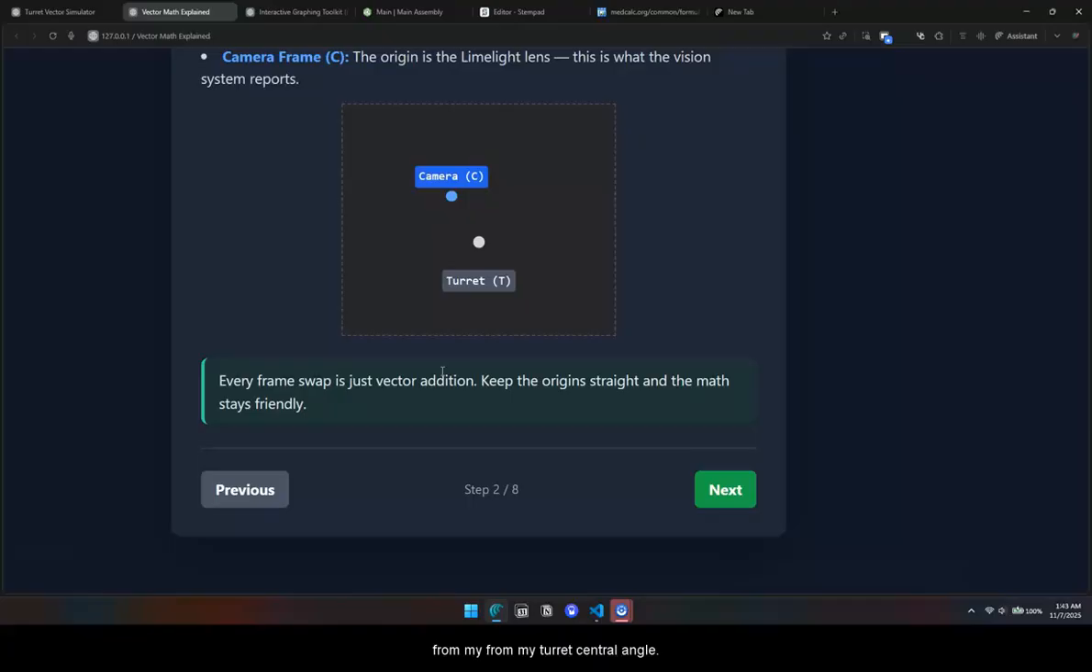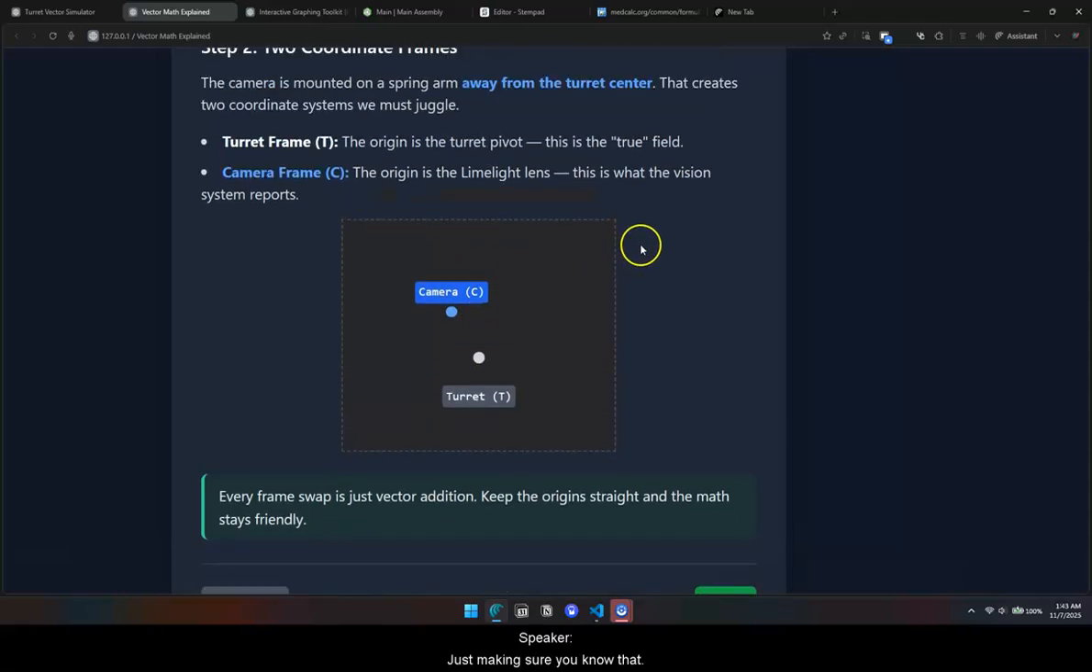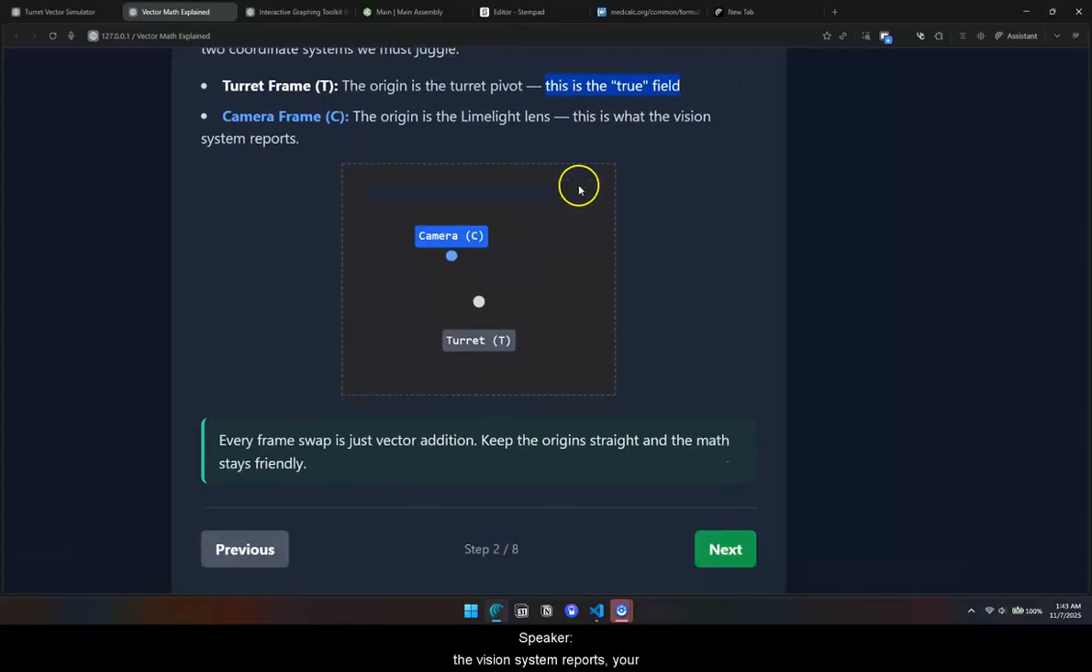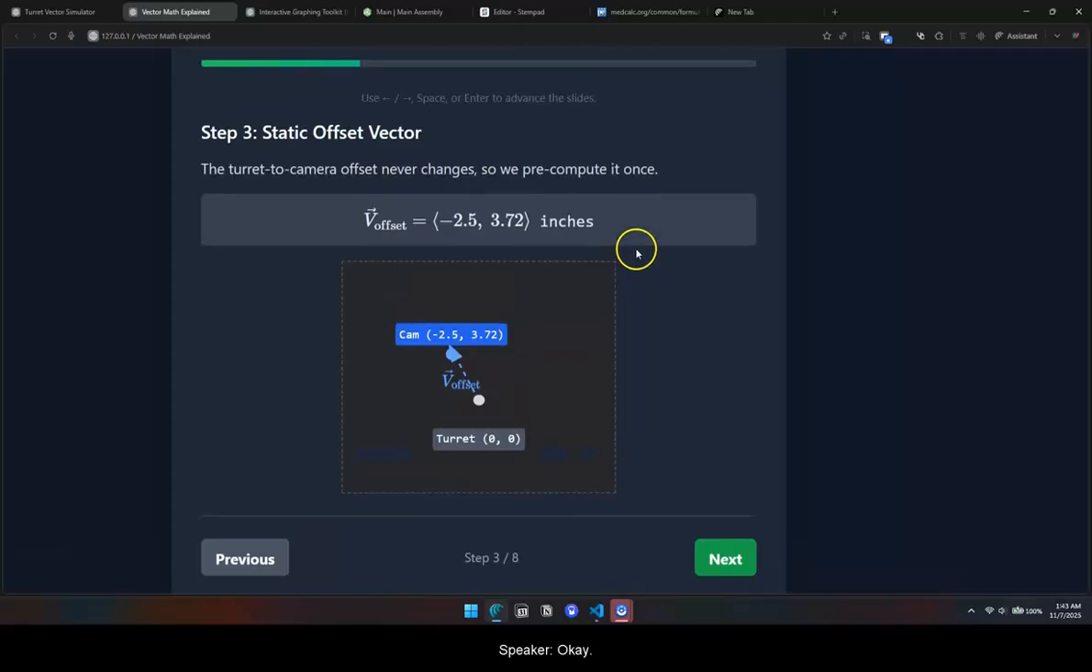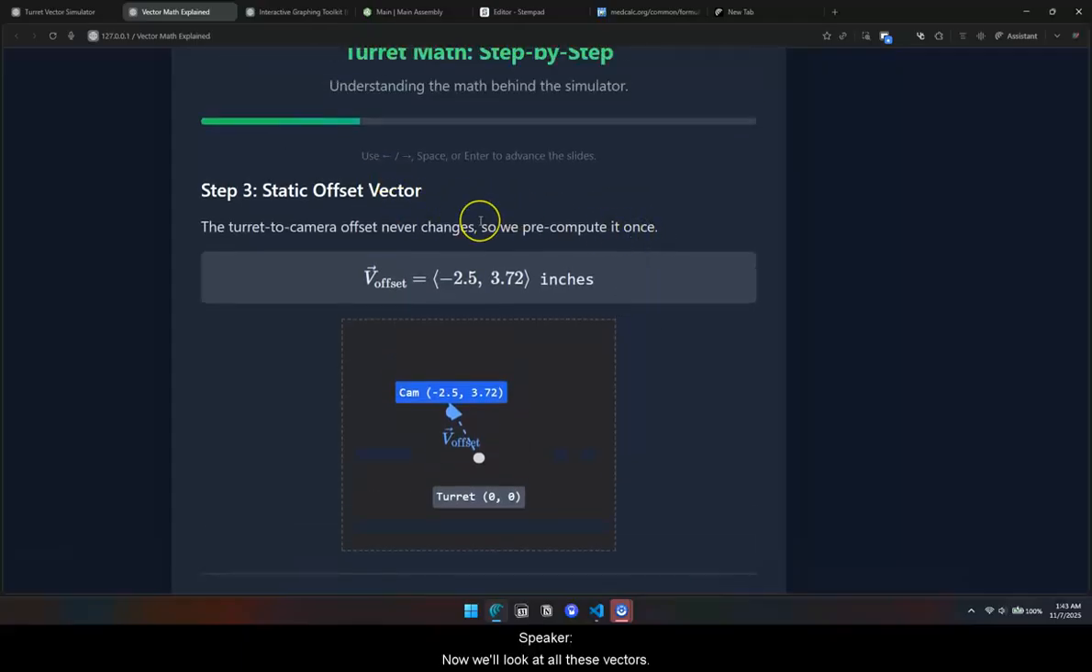turret's central angle. Okay. So just a refresher, if you don't know, 2.5, 3.72. Just making sure you know that. And the turret's pivot is what we call as a true field. That's what we are looking for, right? And your C frame is just what the vision system reports, like your limelight camera reports. Okay. Now we'll look at all these vectors.